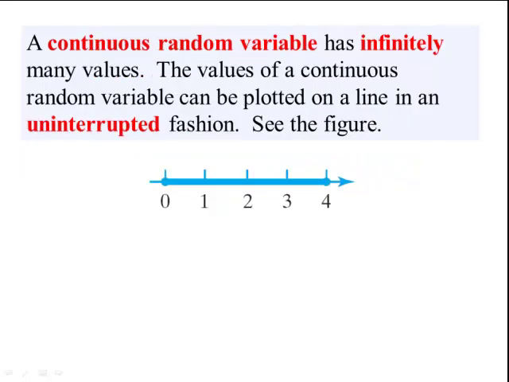A continuous random variable has infinitely many values. The value of a continuous random variable can be plotted on a line in which there's an uninterrupted flow. There are no gaps. It's continuous.